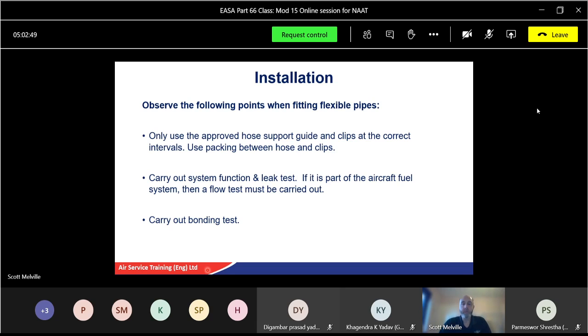Carry out a bonding test. What do you mean by a bonding test? Anybody know? Yes. Okay, what's a bonding test?